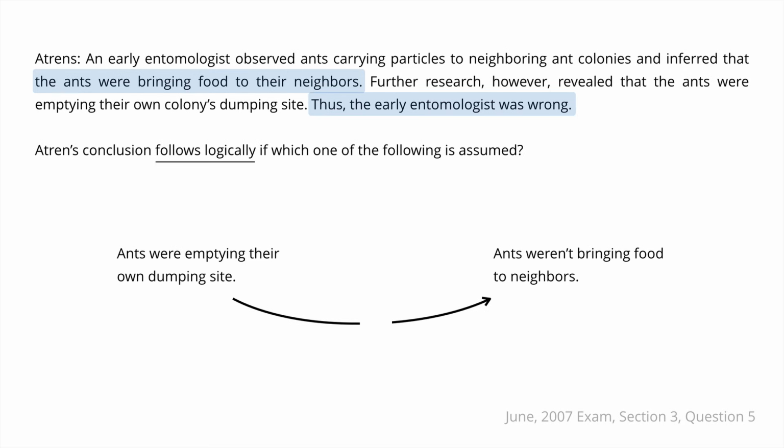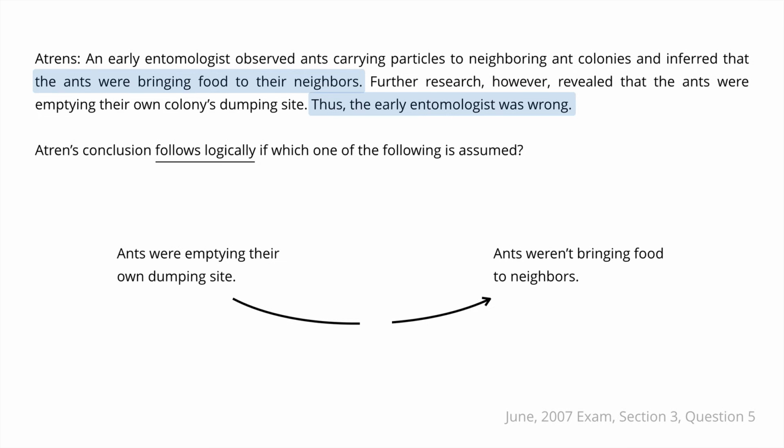Okay, so I'd love for you to think about this on your own first. If you need to pause the video, go ahead and do so. But how come this support doesn't guarantee this conclusion? And I also want you to think about, if you can see that, what would we need in order for it to guarantee the conclusion, right? What sort of answer do we need so that if we were to see, yes, they're emptying their own dumping site, then we can guarantee, you know what, thus they weren't bringing any food to their neighbors.